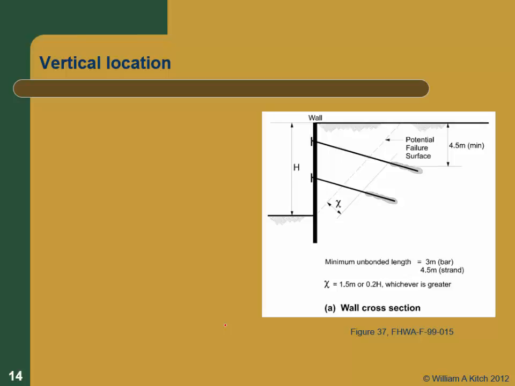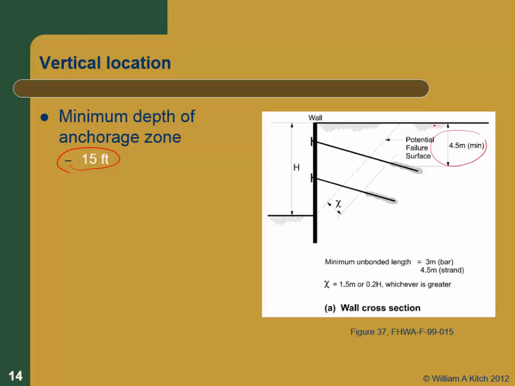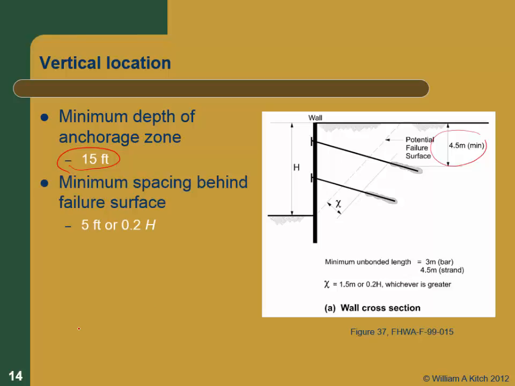In terms of the vertical location, there are several things to consider. First of all, we want a minimum depth of the anchorage zone of 15 feet or 4.5 meters. That's to ensure that we have enough vertical stress on our anchor to actually get the full capacity of the anchor. So you never want to put any anchors in at depths less than 15 feet. We also want a minimum spacing, this spacing chi here, behind the failure surface. You want the end of your anchorage zone to be at least 5 feet or 0.2 H.